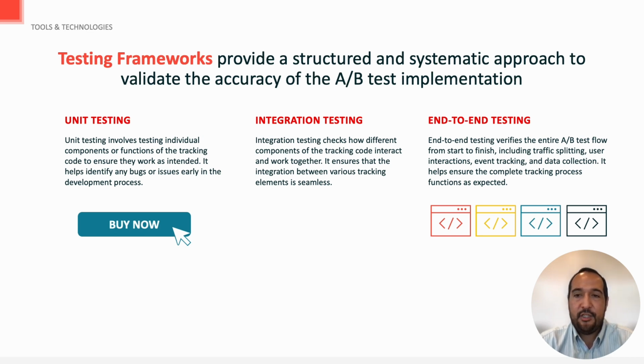Integration testing checks how different components of the tracking code interact and work together. It ensures that the integration between various tracking elements is seamless. And when considering end-to-end testing, it verifies the entire A/B test flow from start to finish, including the traffic splitting, user interactions, event tracking, and data collection.